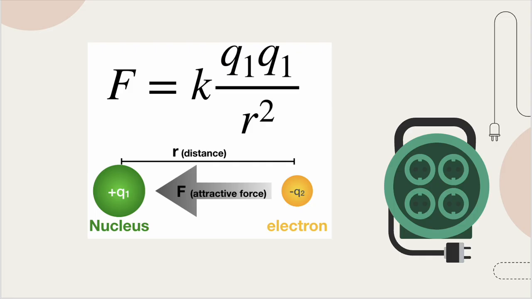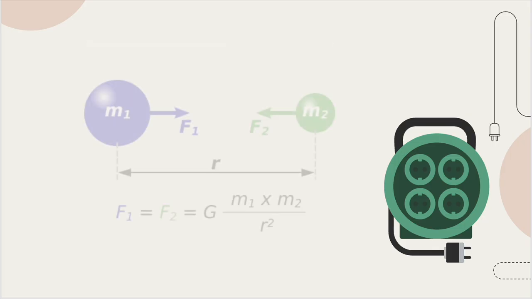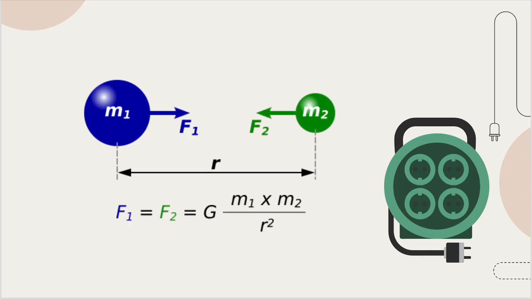According to Coulomb's law, the electric force between the tapes is calculated as this, where K is Coulomb's constant, Q1 and Q2 are the charges on the two tapes, and R is the distance between them. For the gravitational force, we use Newton's law of gravitation, where G is the gravitational constant, m1 and m2 are the masses, and r is the distance between them. In our model, we use the mass of 0.02 kilograms for the tape, and the distance between the tapes was set to 0.03 meters.